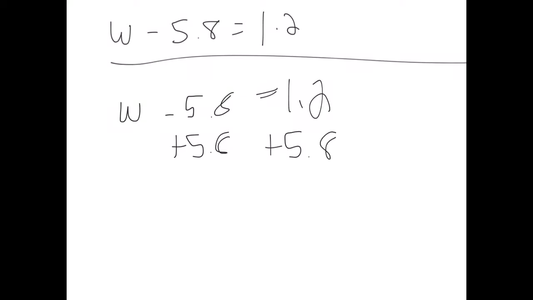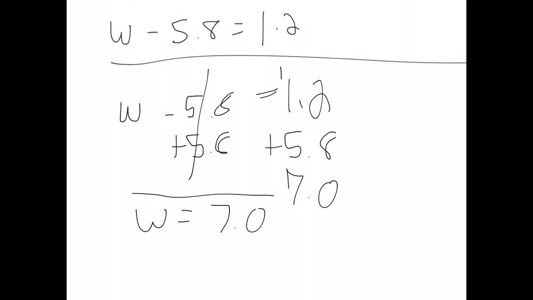Okay, now that you've done the opposite of what it originally was, you're gonna cross the first two numbers out because that equals 1. And then you're going to cross the other out. So now you just have W equals 1.2 plus 5.8. So then you would do that, and you would get 7, and that would be your final answer. W equals 7.